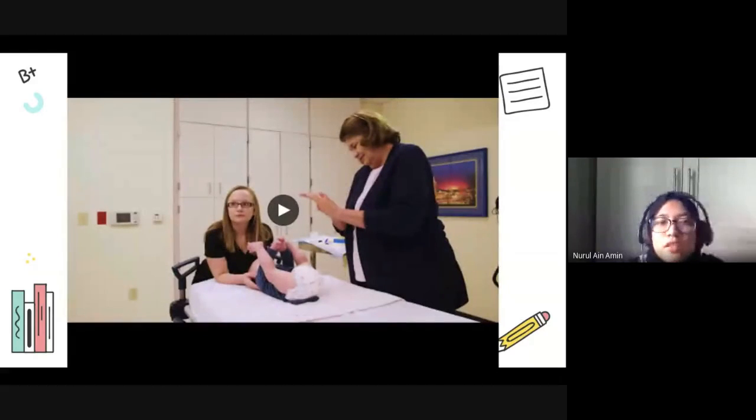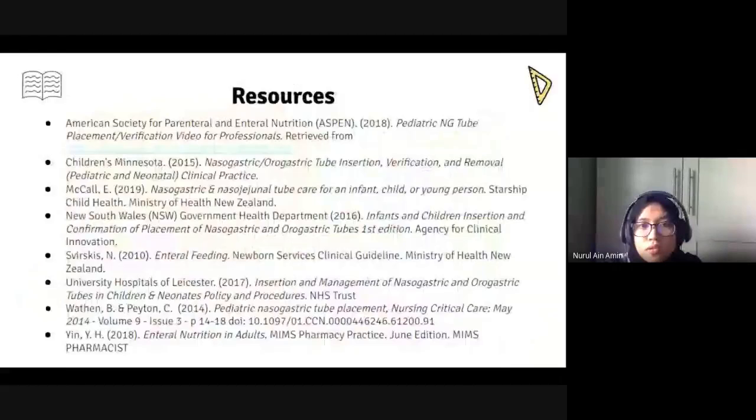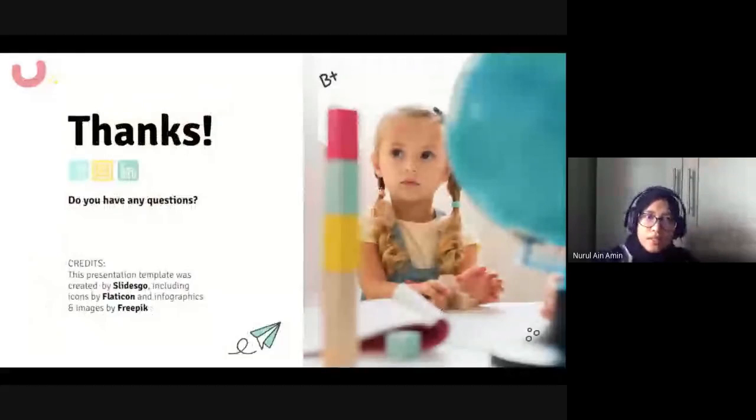As you can see, that's an example of a real life patient inserting the nasogastric tube. And these are all my resources. And that's all from me. Is there any question?